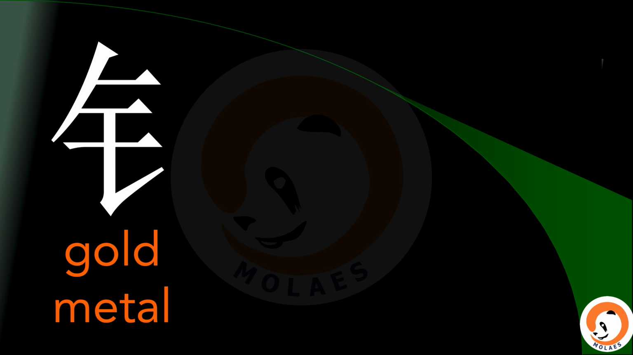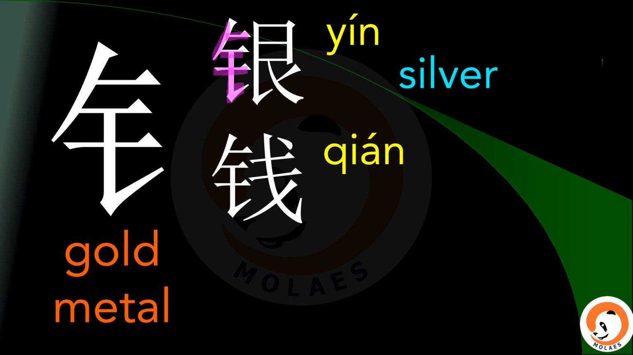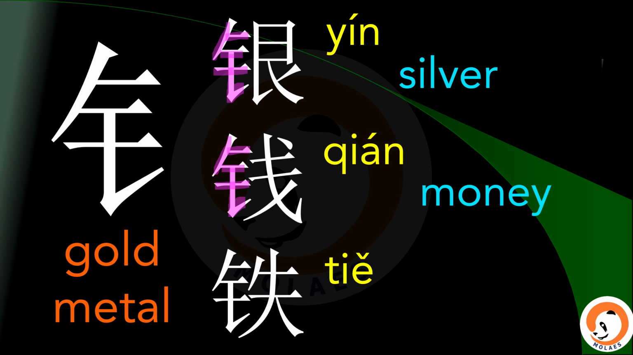Gold and metal radical. 银, we have metal on the left, means silver. 钱, metal on the left. It means money. The old money were all coins, and coins were made of metal. 铁, again a kind of metal. It's iron. 银 silver, 钱 money, 铁 iron.